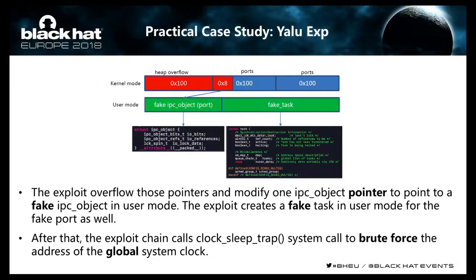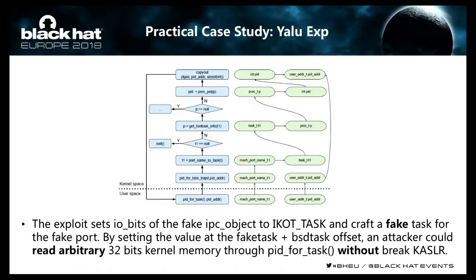After that, the exploit chain calls clock sleep trap system call to brute force the address of global system call and break the KASLR. In addition, the exploit sets IO bytes of the fake IPC object to IKOT task and crafts a fake task for the fake port.